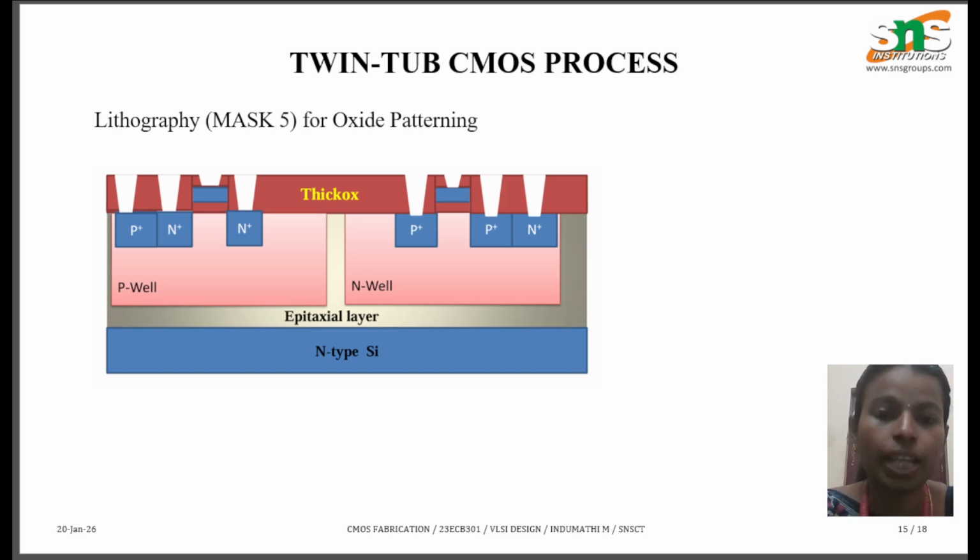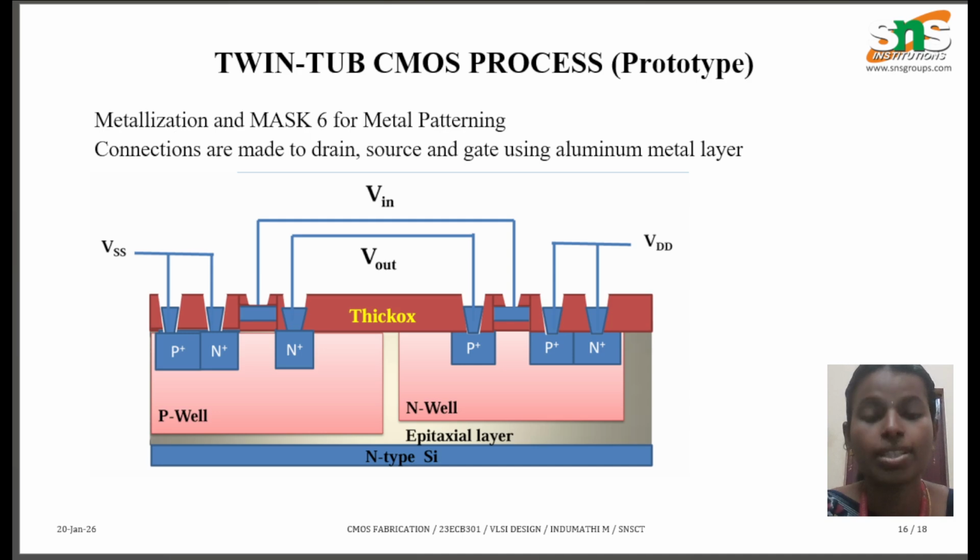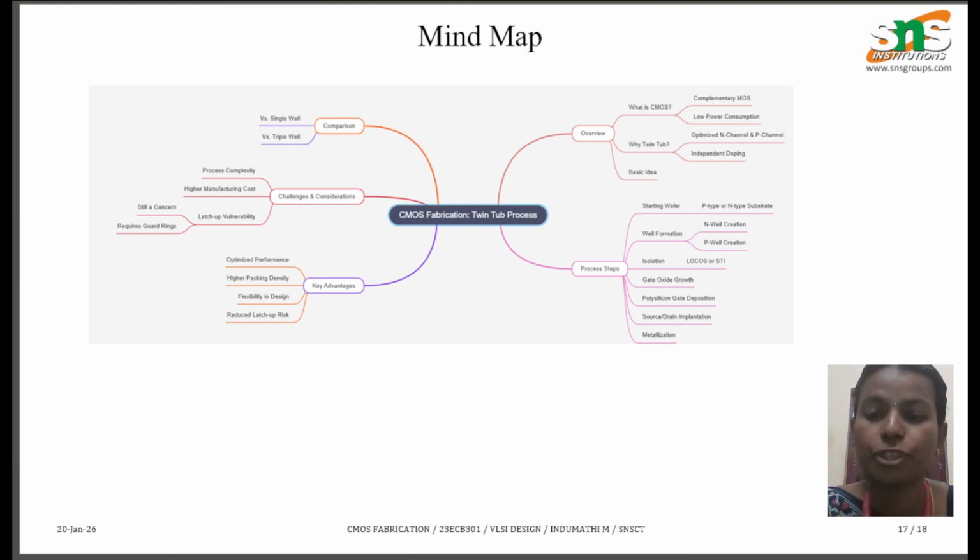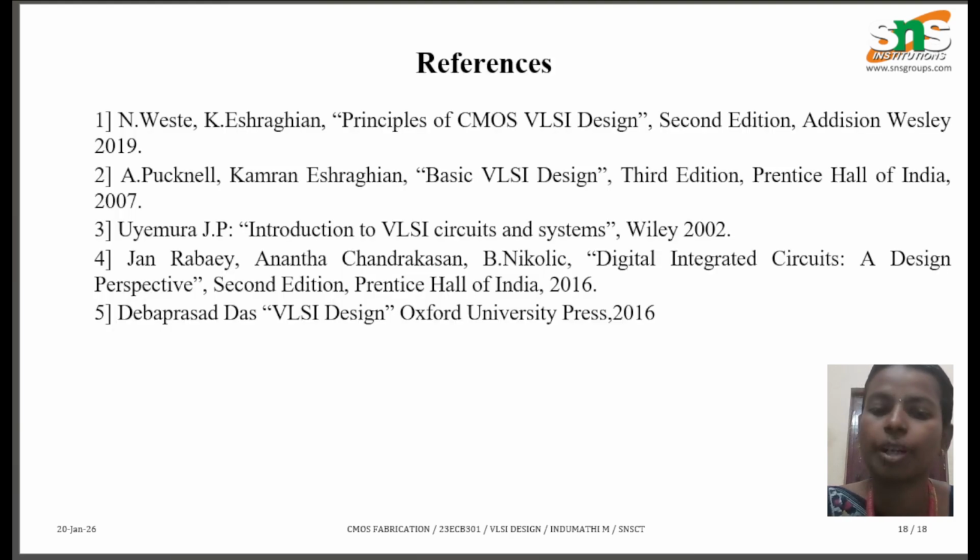That is where you decide at which position you have to connect the input and at which position you have to connect the output. So that is done here. As you can see here, this is your VDD, VSS, this is your Vout, this is your source and drain. So likewise you can make it. So that's all for the twin well fabrication process.